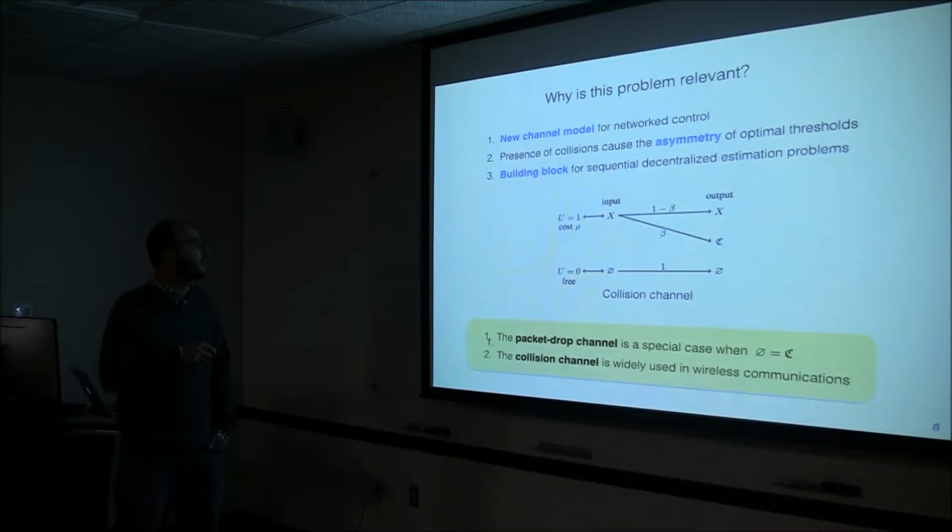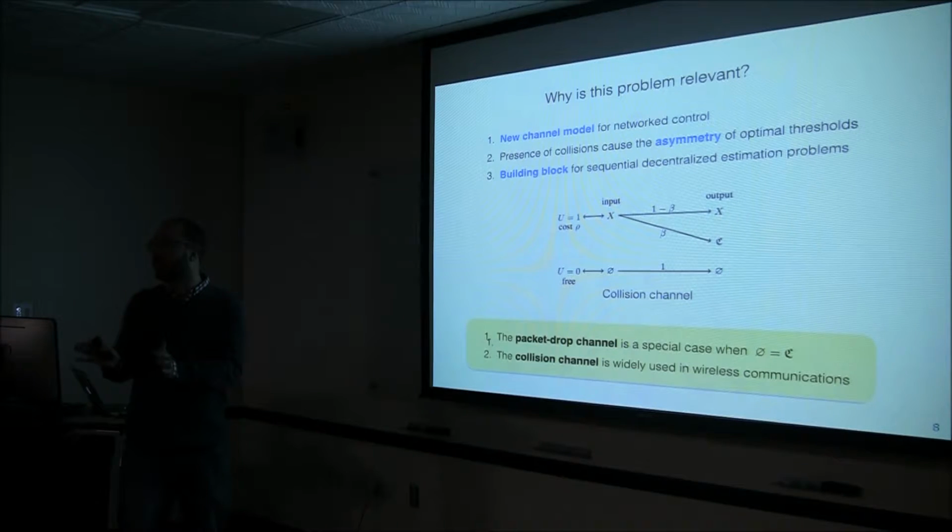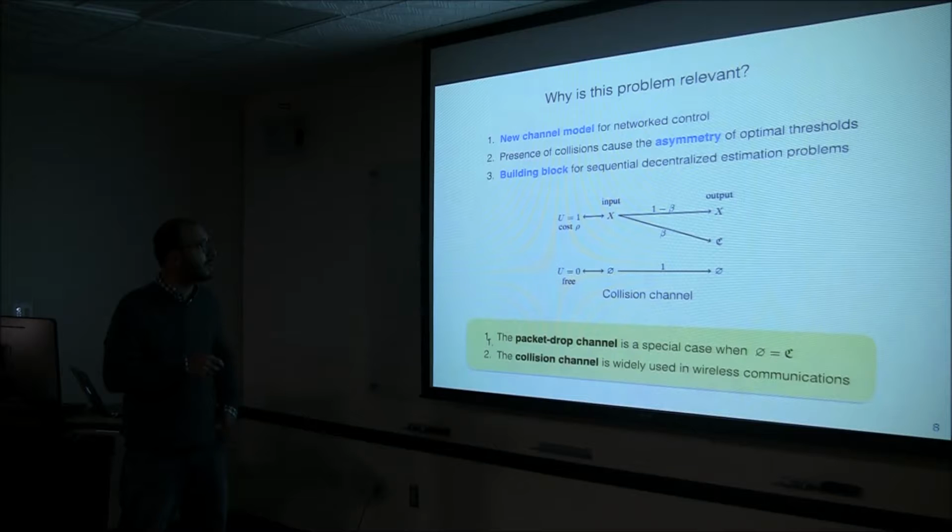Second contribution is that we showed that the presence of collisions in the channel causes asymmetry of optimal thresholds. And this is a new feature as well. Most of the work in remote estimation obtains structures that are symmetric. Okay? And this is a distinct feature. And the other contribution is that because the problem is so simple and so canonical, this can be used as a building block for more complicated problems.